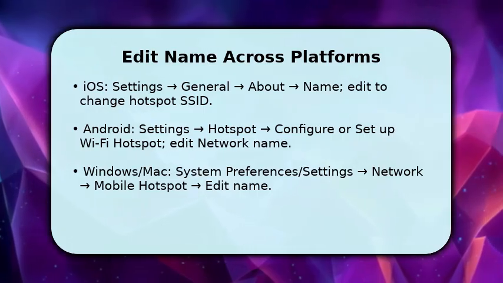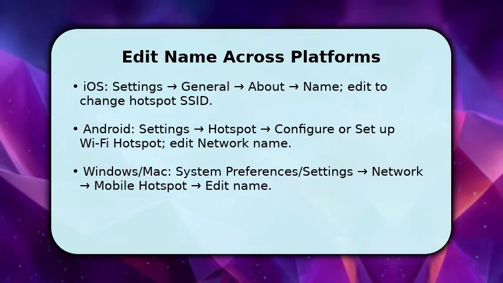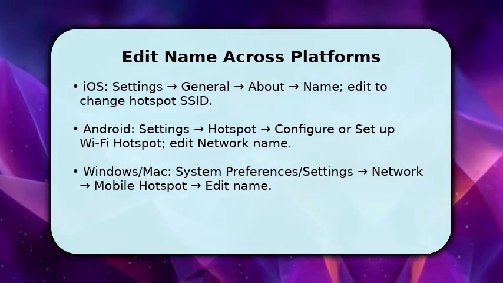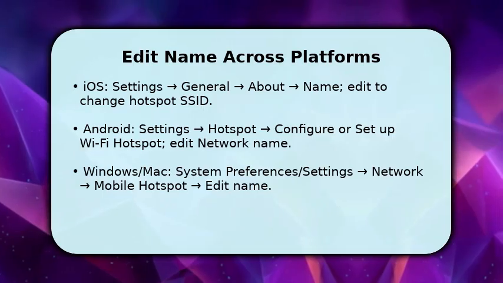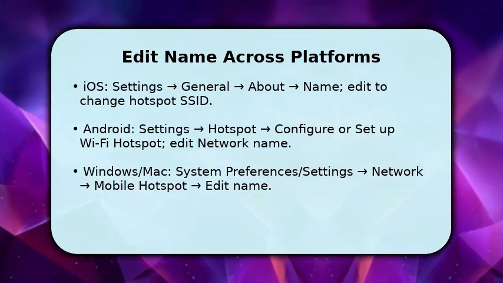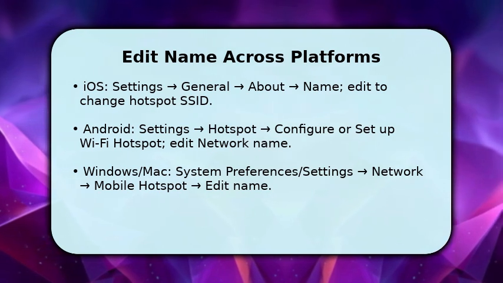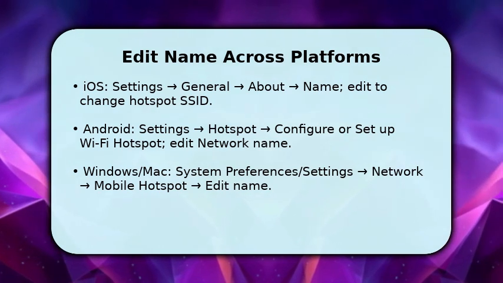On Android, open Hotspot Settings and choose Configure or Set up Wi-Fi Hotspot, then type the new network name. This directly alters what others see. On laptops, use Network Preferences and Mobile Hotspot options to rename. Make sure the name is unique and simple so devices reconnect reliably.